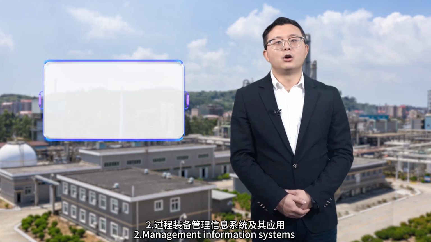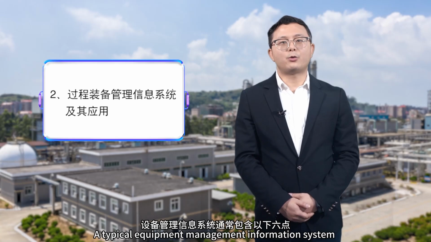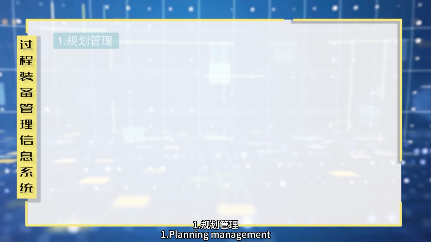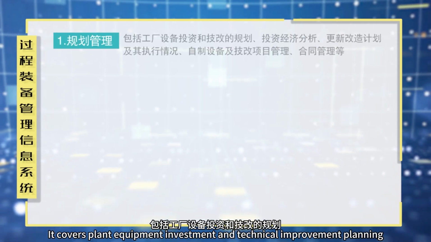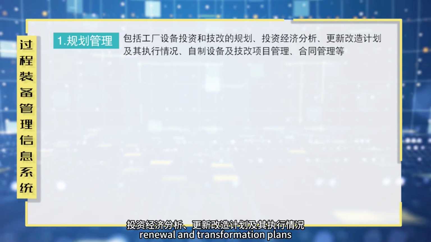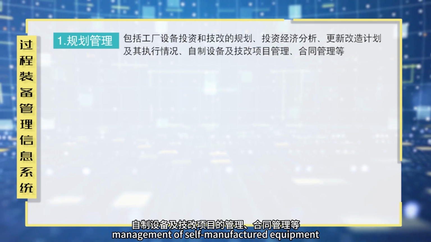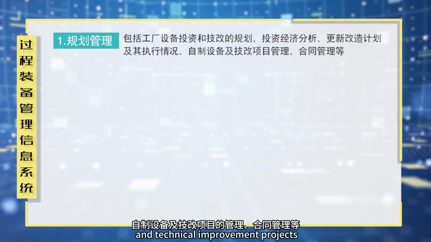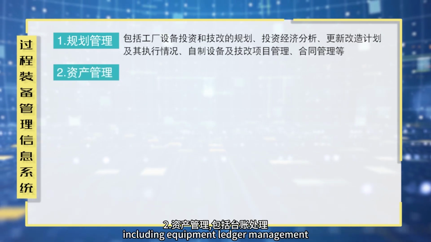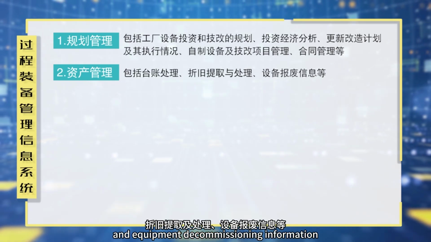Second, management information systems for process equipment and their applications. A typical equipment management information system includes the following components. First, planning management. It covers plant equipment investment and technical improvement planning, investment economic analysis, renewal, and transformation plans, their implementation status, management of self-manufactured equipment and technical improvement projects, as well as contract management. Second, asset management, including equipment ledger management, depreciation calculation and processing, and equipment decommissioning information.